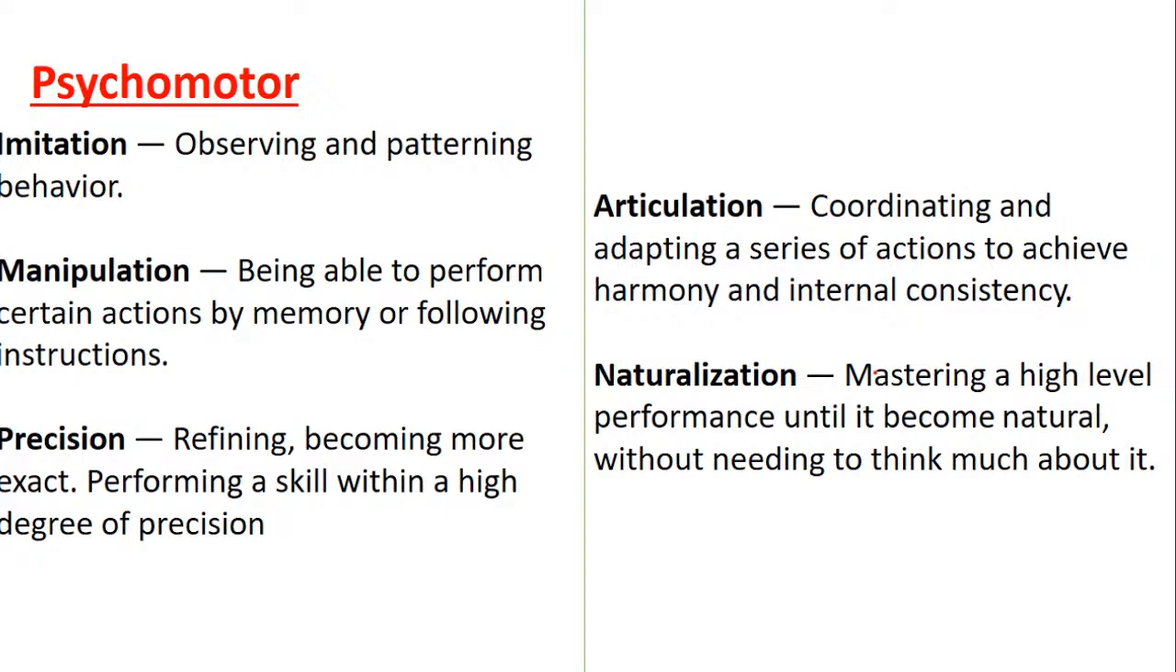Manipulation is being able to perform certain actions by memory or by following instructions. Precision is refining, becoming more exact, or polishing a skill in order to be precise. Articulation is coordinating and adapting a series of actions to achieve harmony and internal consistency. And naturalization means mastering a level of performance until it becomes natural. It should not look artificial. If you want to talk about something, it should come naturally rather than seem rote learned.